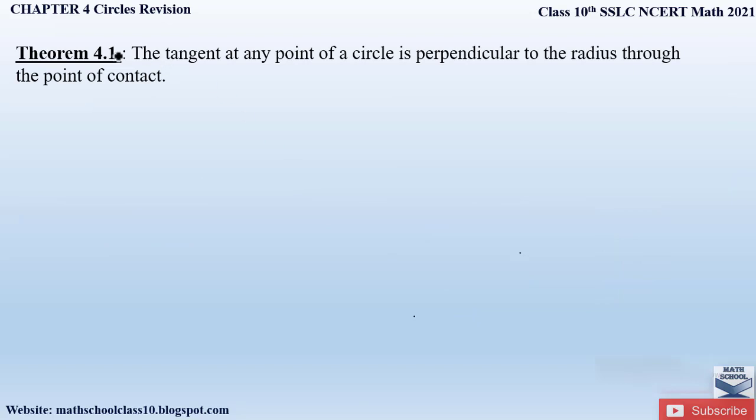Now next is coming to our theorem number 4.1, which is again an important theorem. The tangent at any point of a circle is perpendicular to the radius through the point of contact. Here you can see we have a circle with center O and XY is a tangent at a point P. So this is the common point between the tangent and the circle. We have a radius OP to the circle, and this radius is perpendicular to the tangent XY.